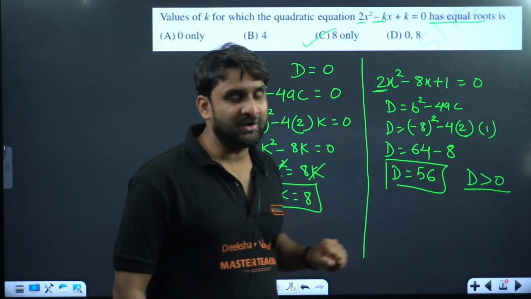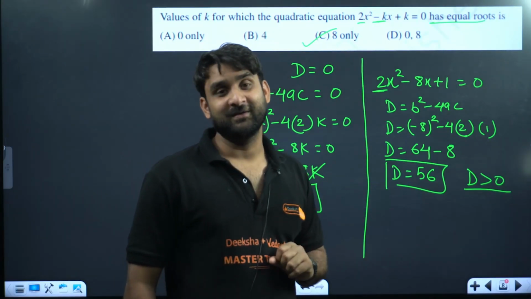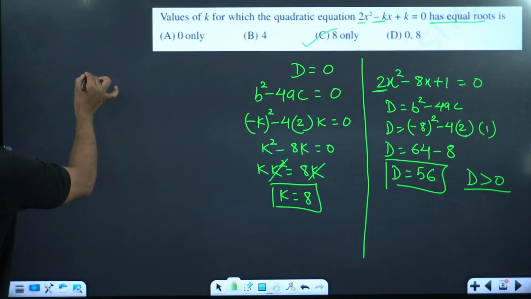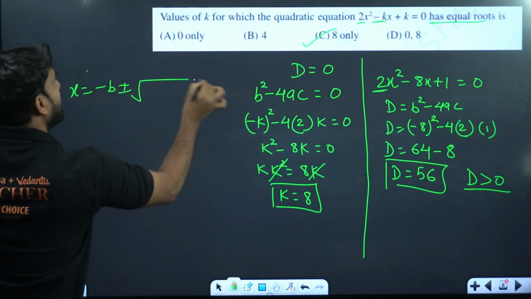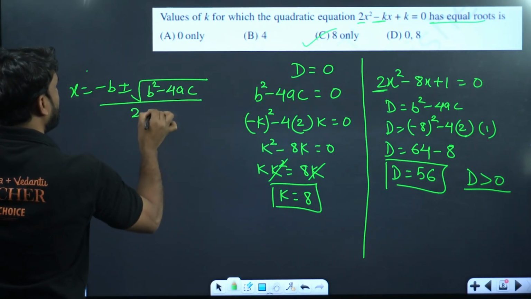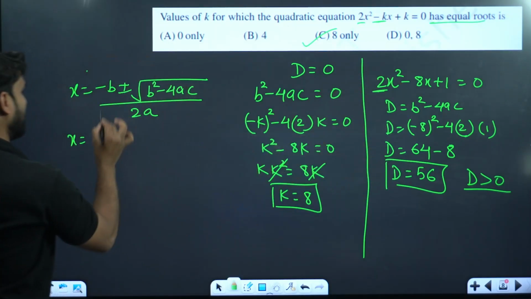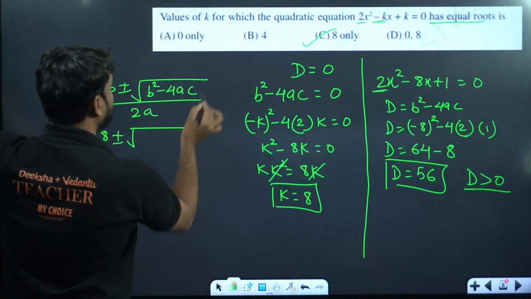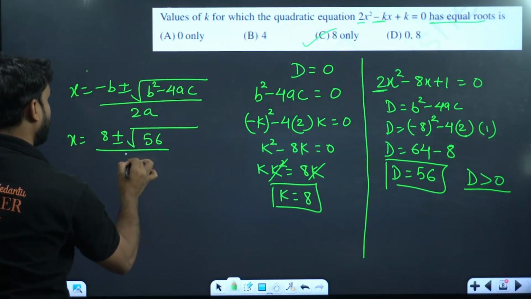So we cannot use the middle term splitting method here. We can apply the quadratic formula. Now check what the result will be after applying the quadratic formula. The quadratic formula says that x is equal to minus b plus minus under root b square minus 4ac divided by 2a. Now put the values. Minus b is minus 8, so minus 8 will become plus 8. Plus minus under root b square, which we have already solved, under root 56, divided by 2 into a.